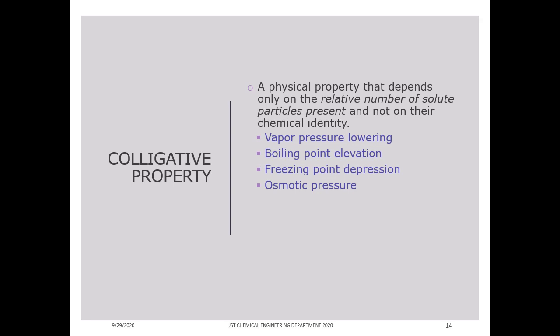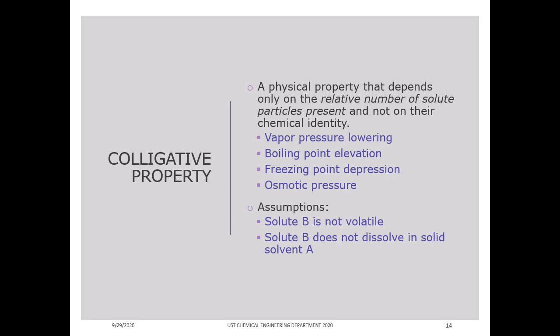The terms already give you an idea of the general effect of the number of solute particles on these thermodynamic properties. In this discussion, we will denote the solvent as A and the solute B. We will also set two assumptions, namely, the solute B is not volatile and does not dissolve in solid solvent A. This means that pure solvent A will be obtained in its gas and solid phase. Solute B remains dissolved in the liquid phase.